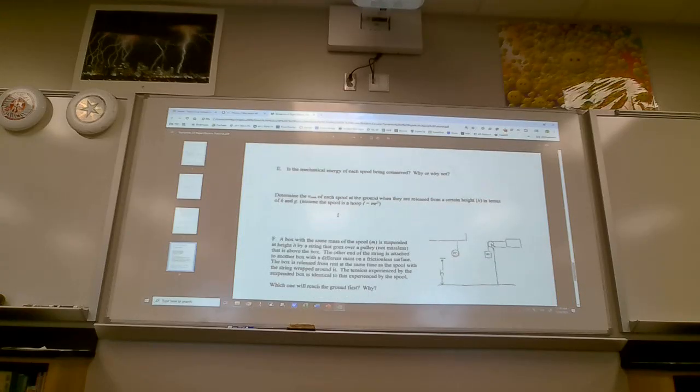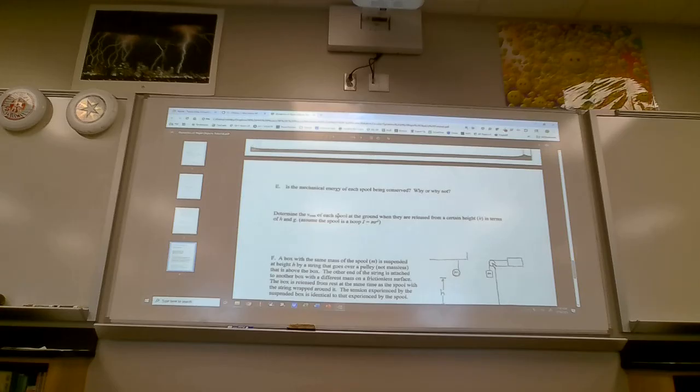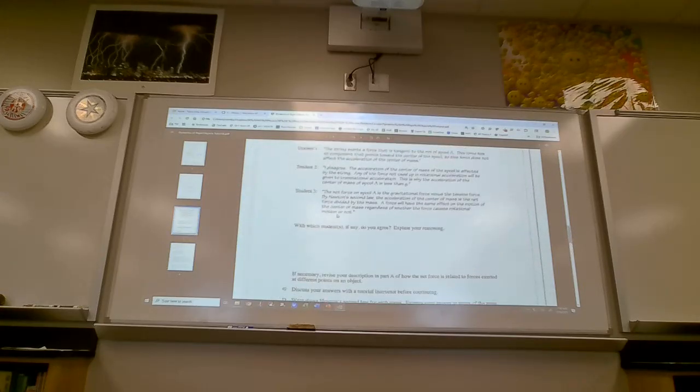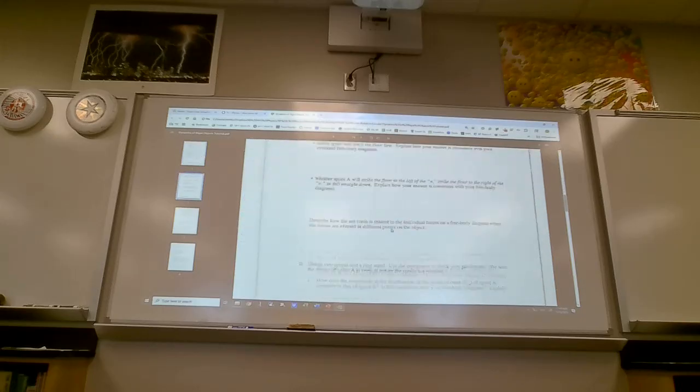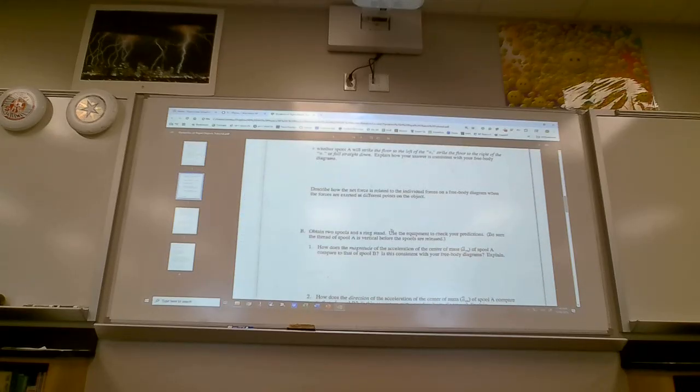Is mechanical energy being conserved? No. Have a conversation. There's torque in the force issue. The torque is an external force. Tension is the same thing as a wheel.